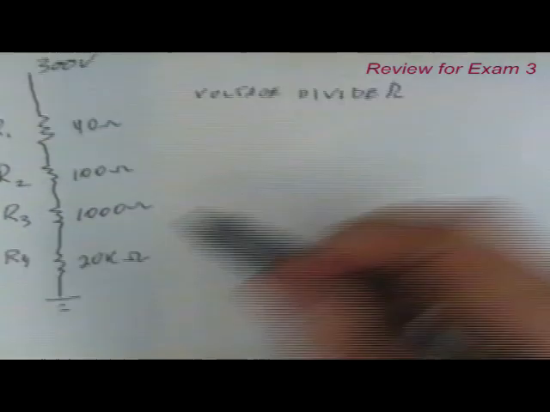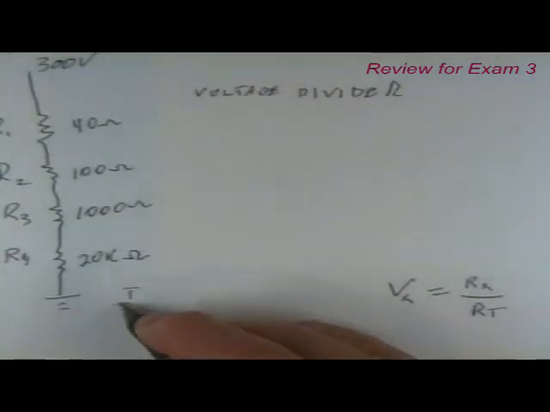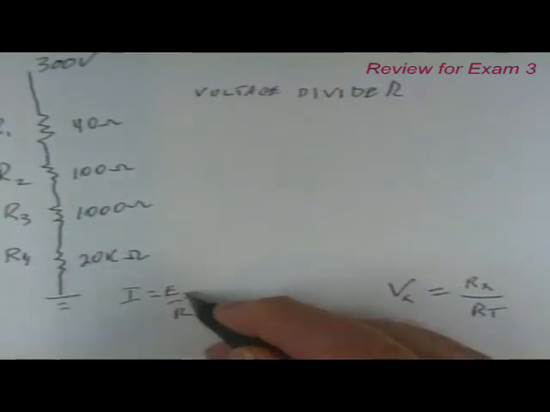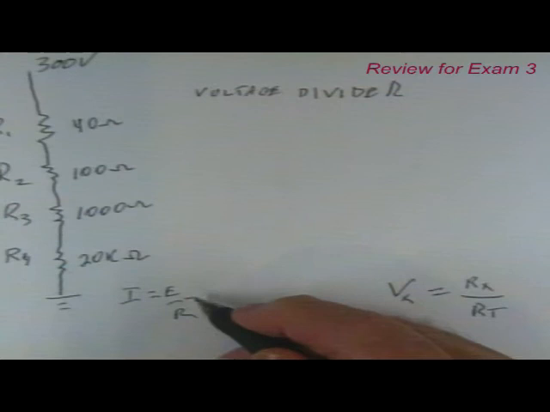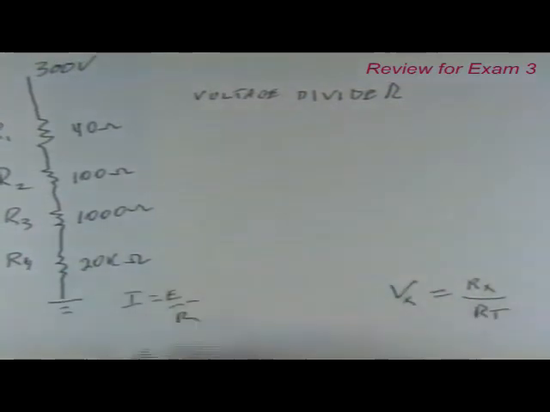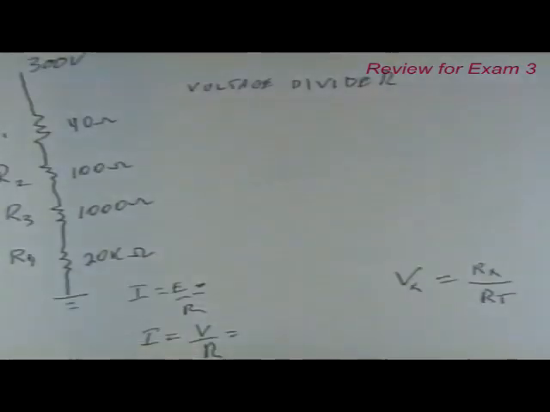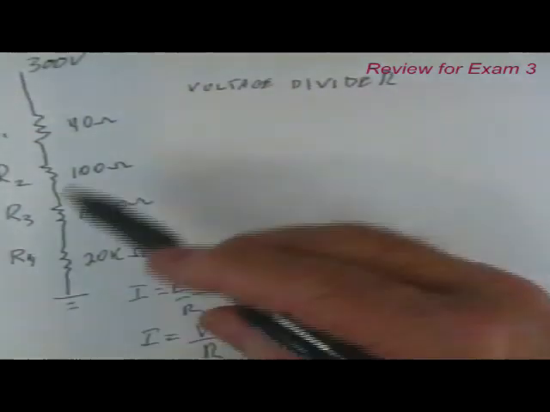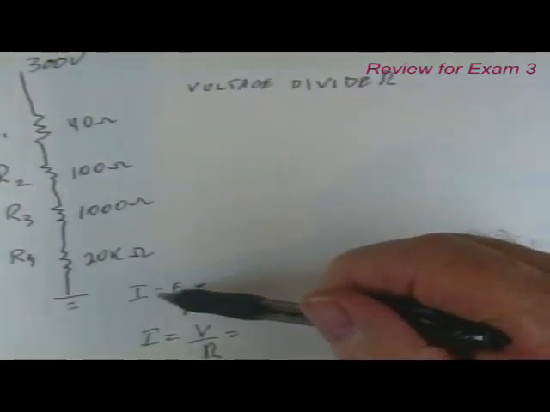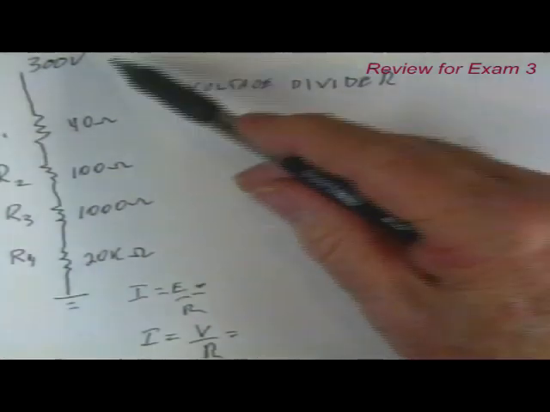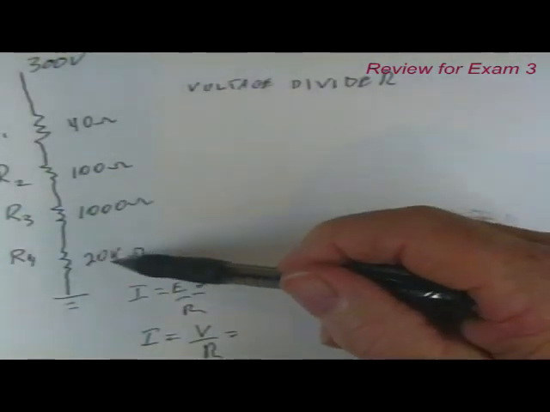Now some of you use this that I equals E over R. Now remember we discussed that? In our lab manual, that's the formula that's used. But in our textbook, it's I equals V over R. So either one's correct. We're not worried about which one you use, just so that you know how to present the problem. Now, you could use that. You could decide the current through the circuit because you know what E is. E total is 300, and you can add up R total.